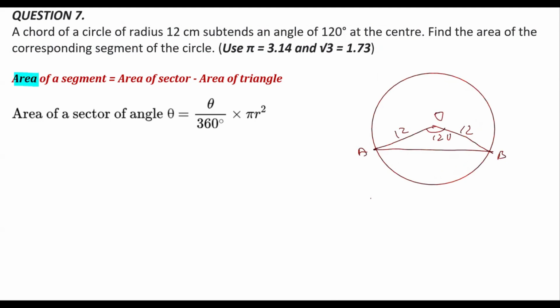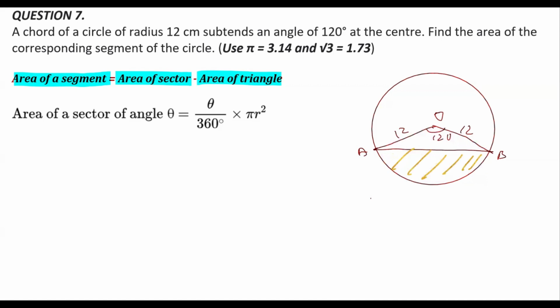What we know is that in order to get the area of a segment, we need the area of the sector, from which we'll subtract the area of the triangle. That means in order to get the area of this region, that is a segment, the area of segment is the area of this sector minus the area of this triangle, right? So that is what I'm going to do here.